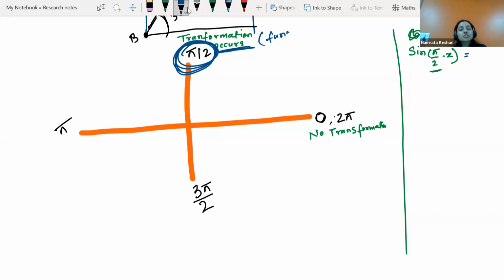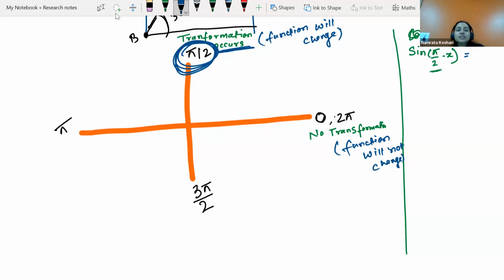And no transformation occurs means the function will not change. On the x-axis, the function will not change. On the y-axis, these two angles are there, pi by 2 and 3 pi by 2. For both the angles, the function will get changed. How? I am going to show you.